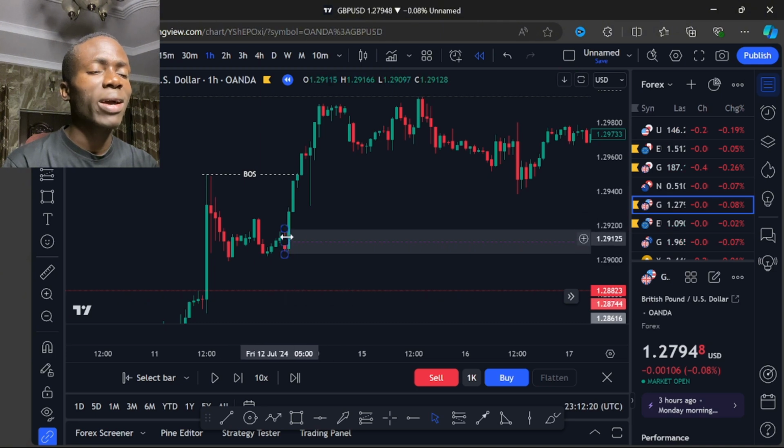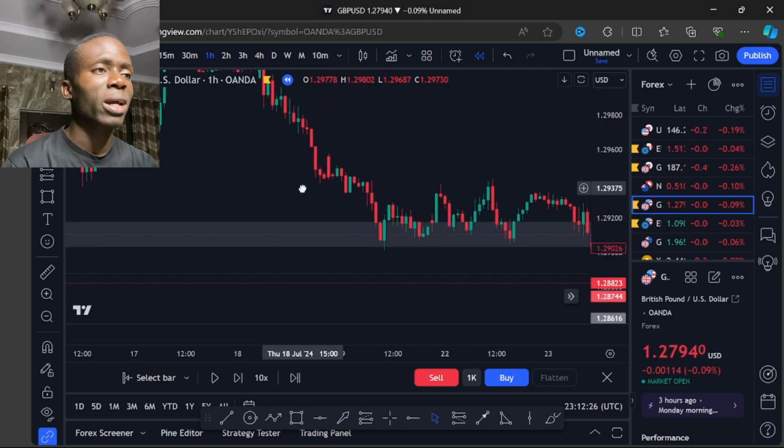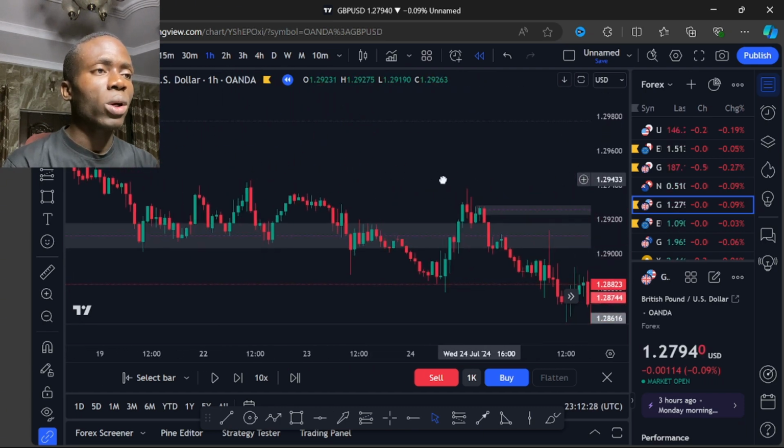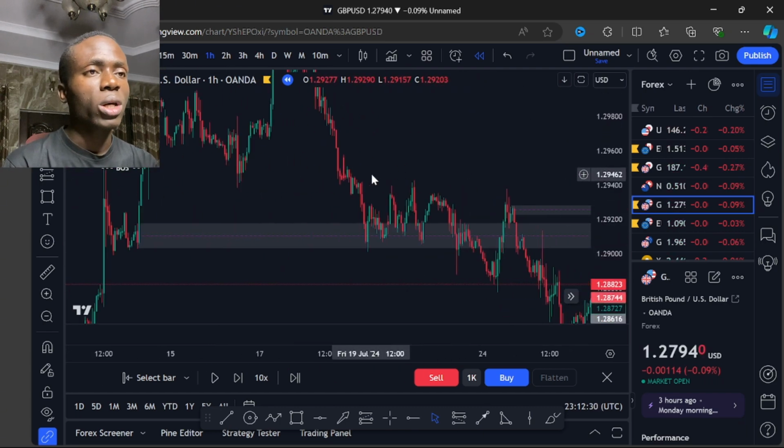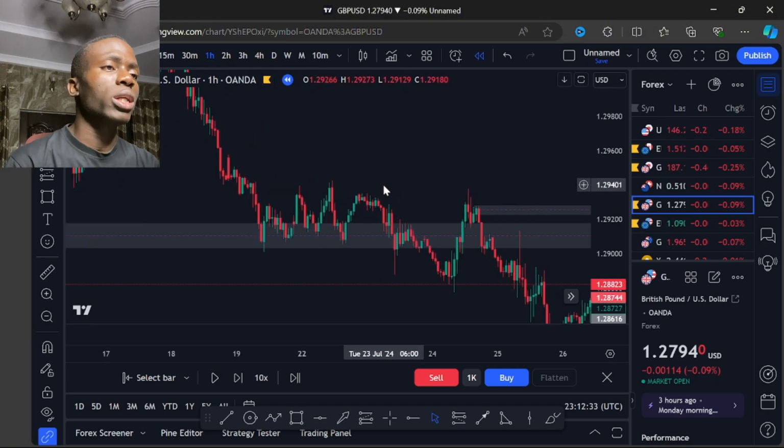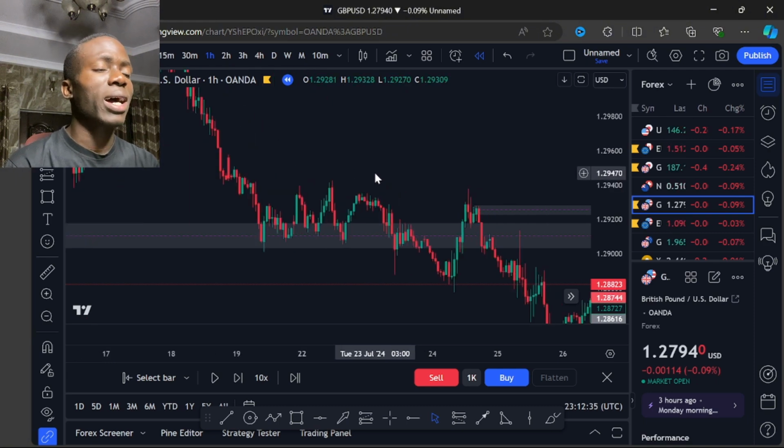So you can look at this area and say this is a perfect area of demand that the market is likely to buy from. So now let's see what the market does when it gets there. When the market came here, the market failed. Well, this is because it doesn't always end up winning. There are times whereby you win, and then there are times whereby you will fail.